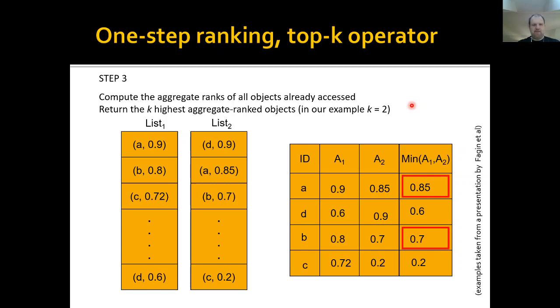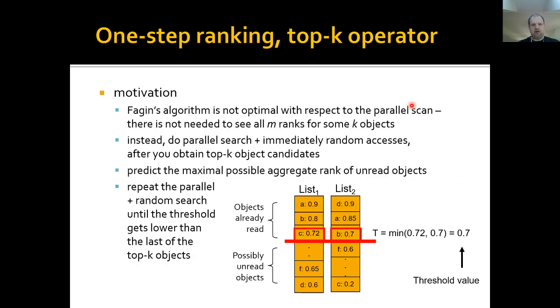The second implementation is the threshold algorithm, and it was introduced later. Fagin's algorithm was first, and it was observed to be not optimal with respect to the parallel scan, because in some bad situation we can scan the whole set in just the first step. So it's completely inefficient, because in that case it is just a full scan.